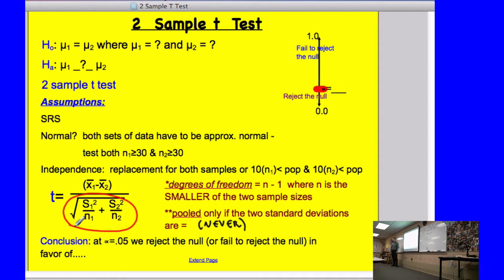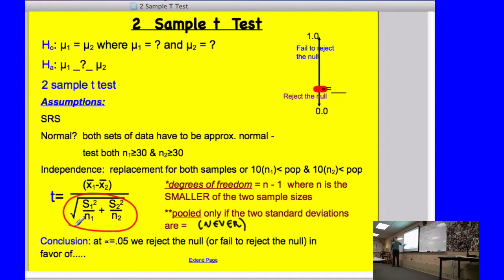It's just your standard error. x1 minus x2 over the square root of the variance of the first over its sample size plus the variance of the second over its sample size. Conclusion doesn't change. At alpha 0.05, we reject the null, or we fail to reject the null in favor of, and then you talk about it in context of the problem.